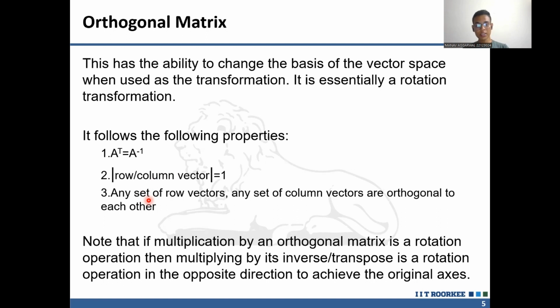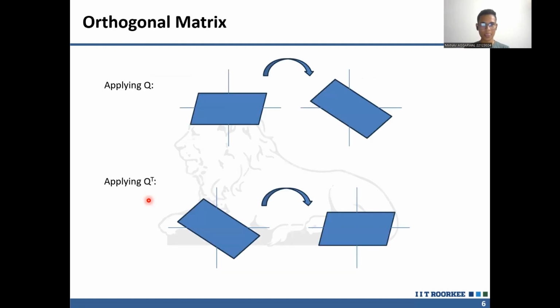Now, an important thing to note is that if multiplication by an orthogonal matrix is a rotation operation, then multiplying by its inverse or transpose is a rotation operation in the opposite direction to achieve the original axis. Now, why I said transpose is particularly associated to the concept of spectral decomposition, let's get to that in a while later.